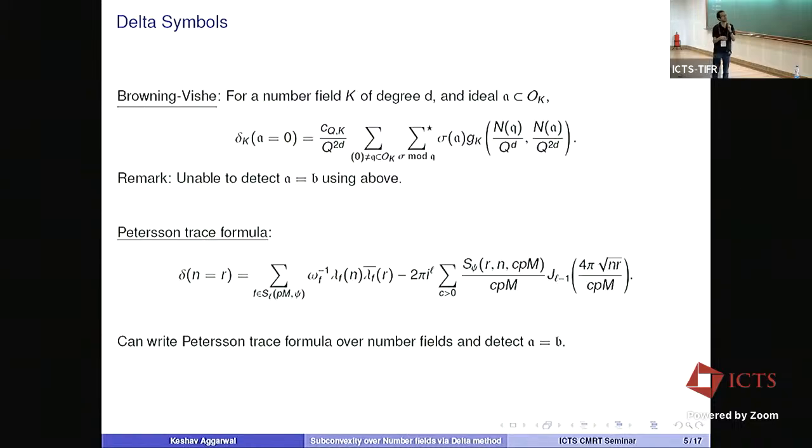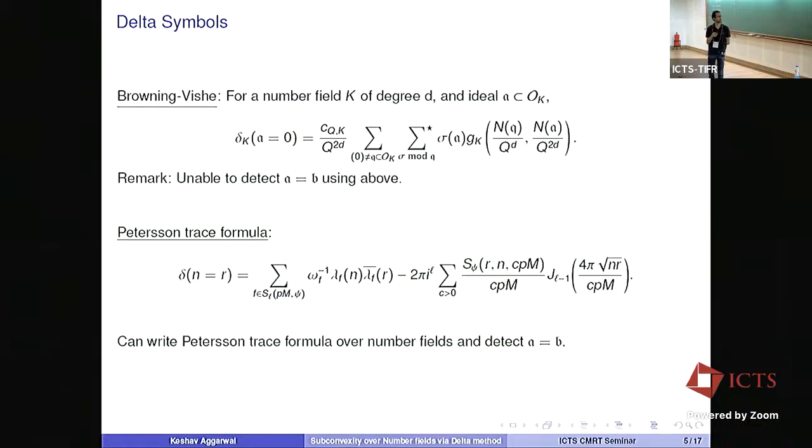So this is the classical Petersson trace formula that I'm sure you will again see in this week, which basically can be thought of as a certain orthogonality or an approximate orthogonality relationship of the Fourier coefficients of cusp forms. So you can isolate the delta symbol over here, and you will get certain sums of Fourier coefficients and certain sums of Kloosterman sums and the delta and the Bessel function.